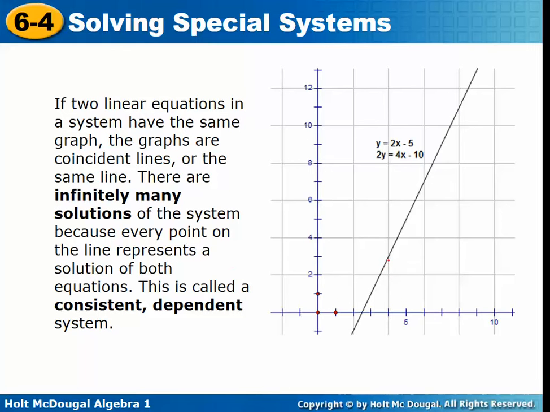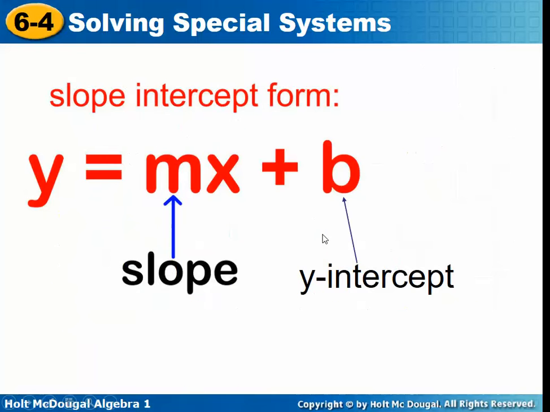It does have at least one answer, one solution, but it actually has infinitely many solutions. Every point along these lines would be solutions because every point would work in both of those equations. So there's infinitely many solutions, and it's called consistent dependent. Those are the three types of systems of equations that we can have.